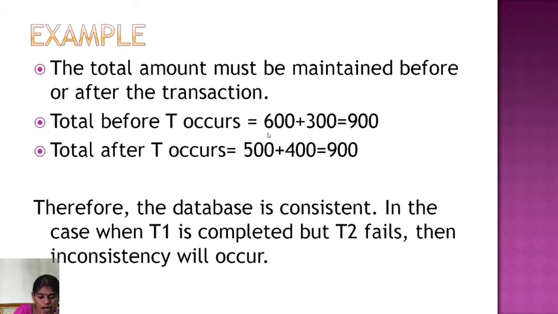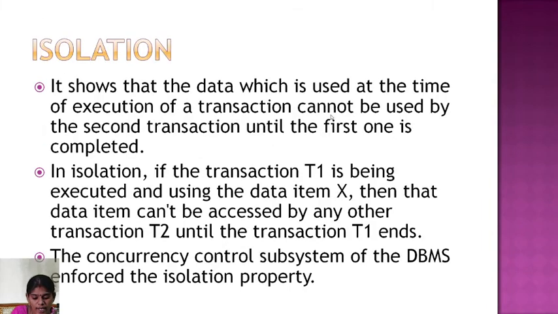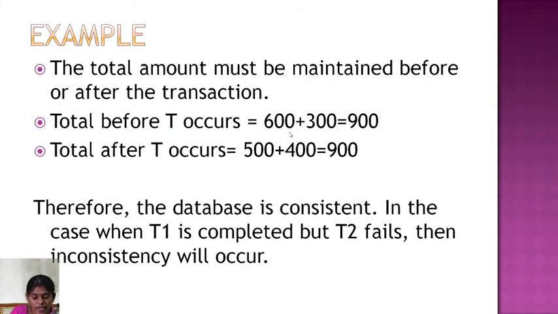So here after the transaction I have the amount 900. Before the transaction I had the amount 900 because 600 and 300 is 900, and after the transaction also I have 500 and 400, which is 900. That is the value is added here, which means the whole transaction values are not changed. This is a consistent state. So T1 and T2 maintain the consistent state.